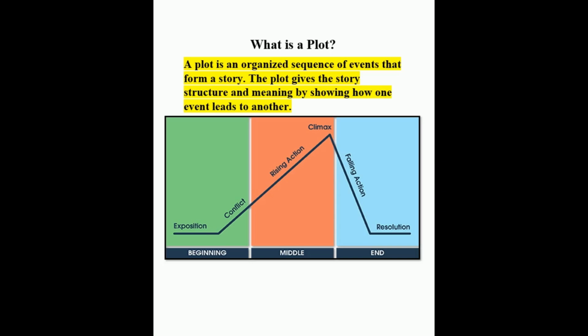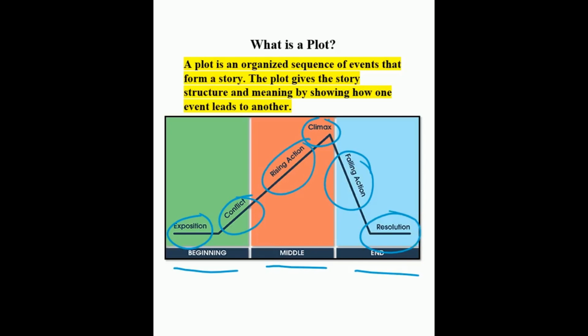So what is a plot? A plot is an organized sequence of events that form a story. The plot gives the story structure and meaning by showing how one event leads to another. So for starters, we have the beginning, the middle, and the end. More specifically, exposition, conflict, rising action, climax, falling action, and resolution.